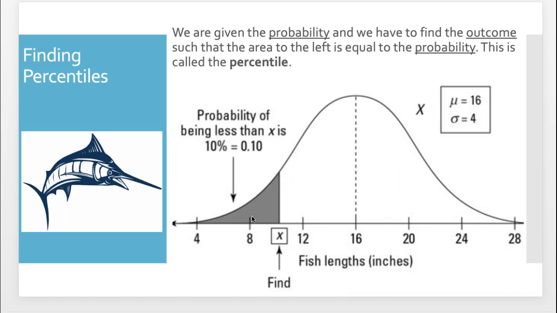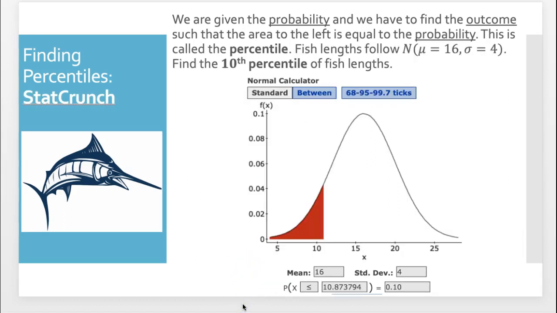What it comes down to is we want to find the x, the fish length, such that the area to the left of it, so this is a less than or equal to, is going to be equal to 0.10. If I were to do this in StatCrunch, we're going to use the same calculator here. Fish lengths follow a normal distribution, mean 16 inches, standard deviation 4 inches. We want to find the 10th percentile of fish lengths.